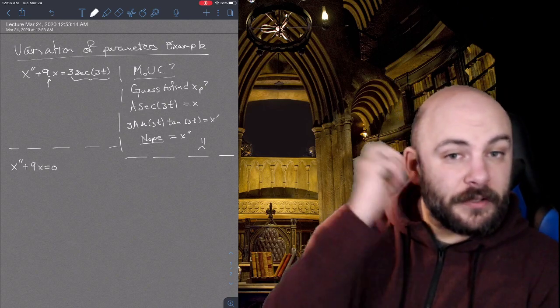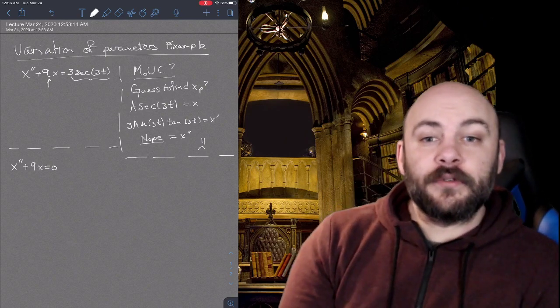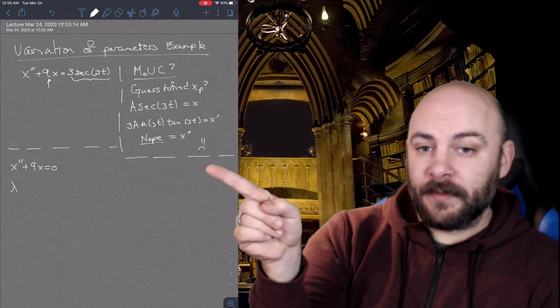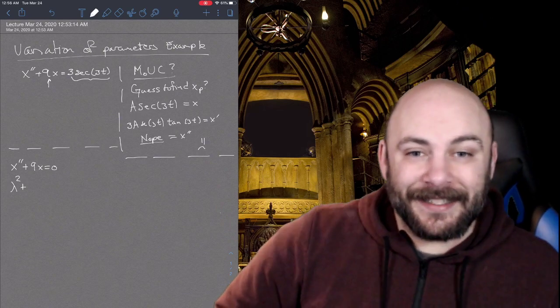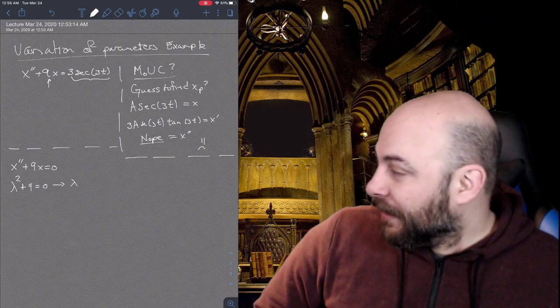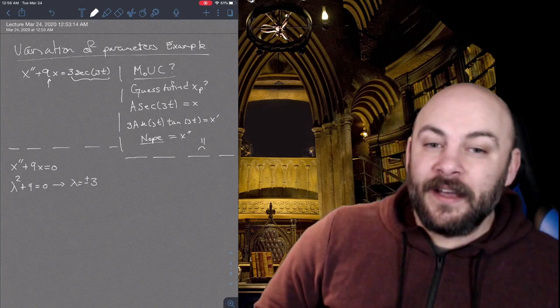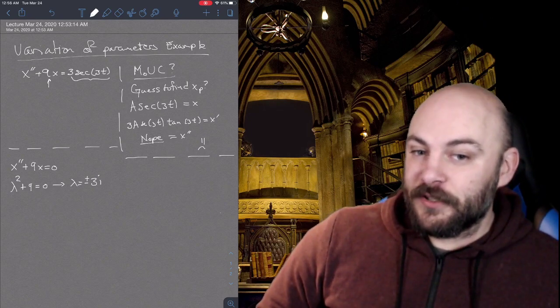So we're going to use variation of parameters. The first step to that is to find the solutions to the associated homogeneous problem, x double prime plus 9x equals 0. Assuming that x equals e to the lambda t, we get our characteristic polynomial of lambda squared plus 9 equals 0, which gives me that lambda equals plus or minus 3i.